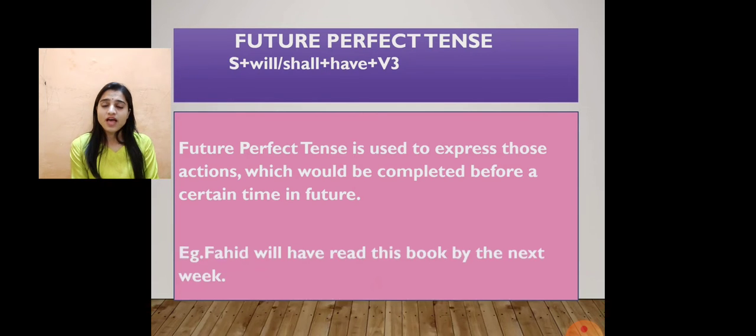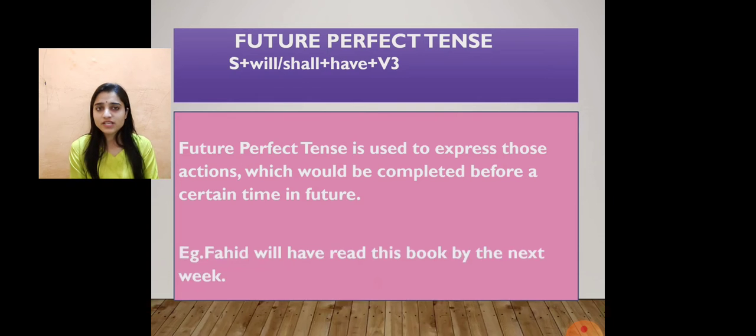I will have completed 5 years. I will have completed 5 years in teaching field by the next month. So I will have completed 5 years in the field of teaching by next month. जैसे ही अगला महीना आएगा मुझे पढ़ाते पढ़ाते 5 साल हो जाएंगे. So this is how we make the use of the future perfect tense.